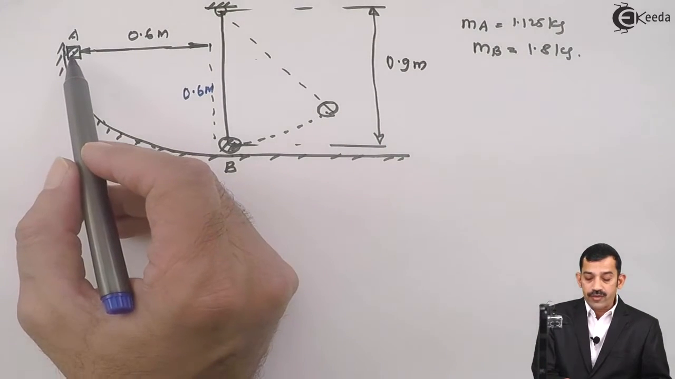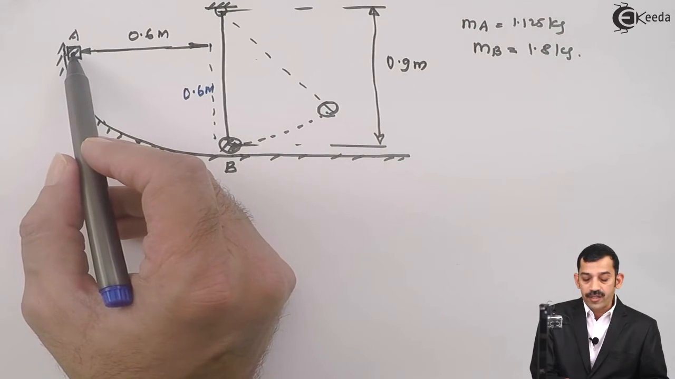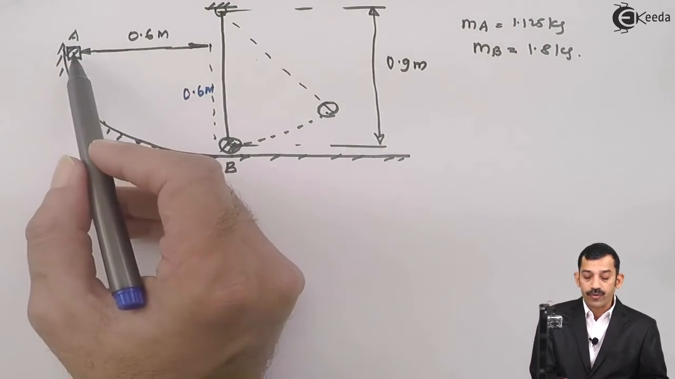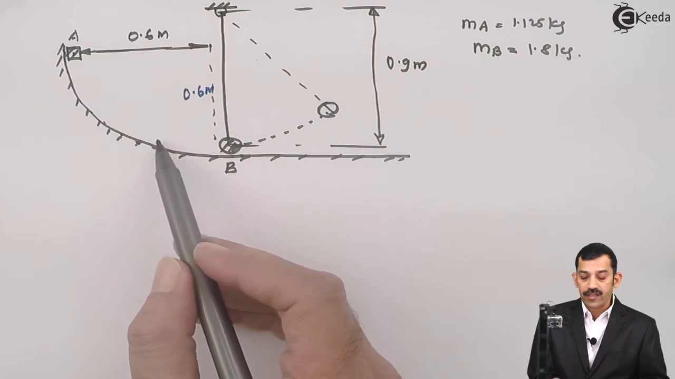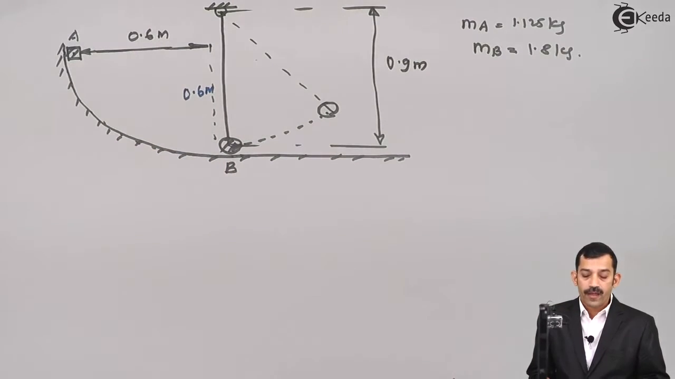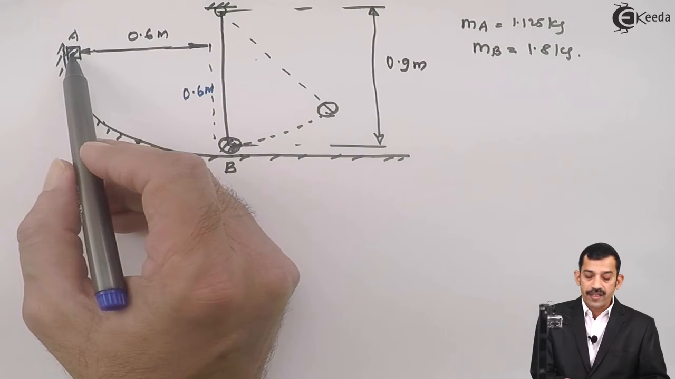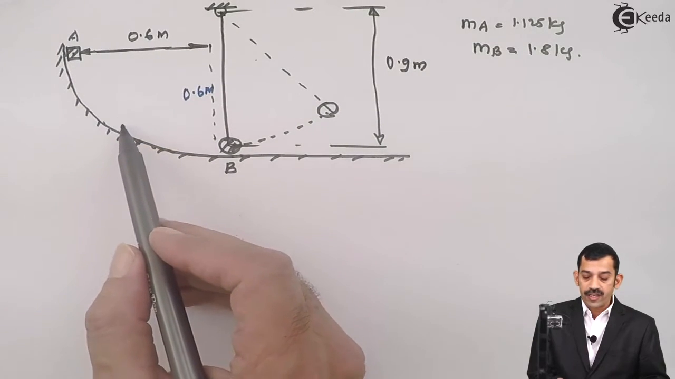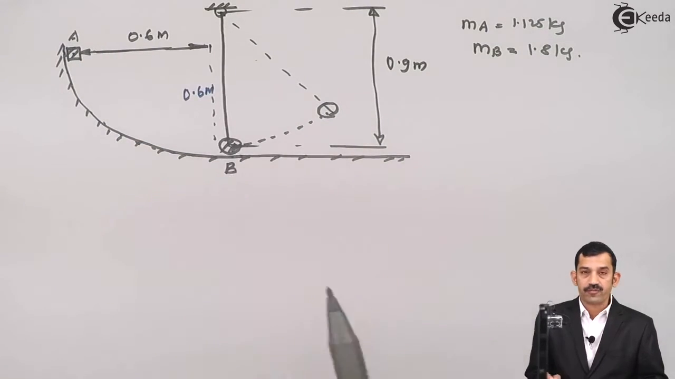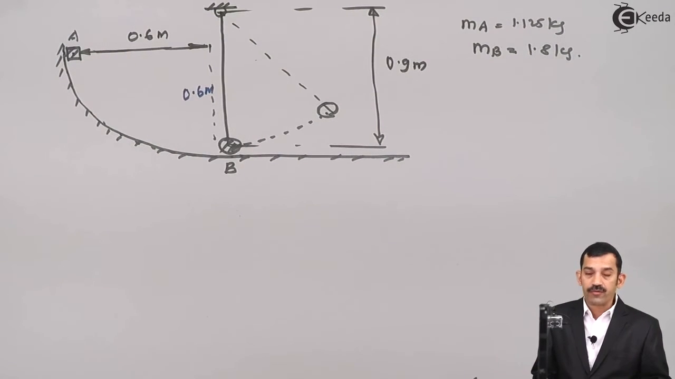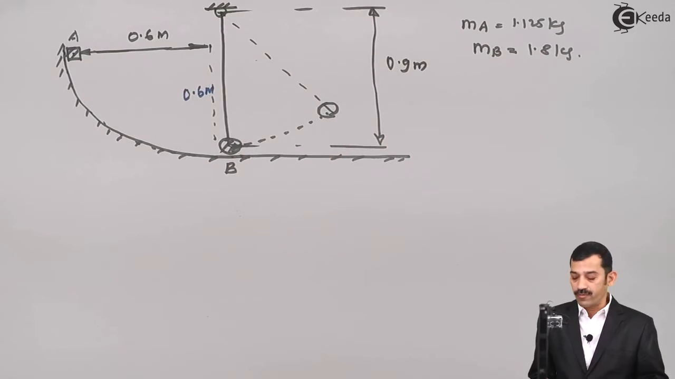That means this is a case where the block starts from rest. Now when it moves along this curved path, its potential energy decreases and kinetic energy increases, and the motion is without friction. Therefore, when this block slides through a vertical displacement of 0.6 meter, it attains a velocity, the velocity of the block just before impact.